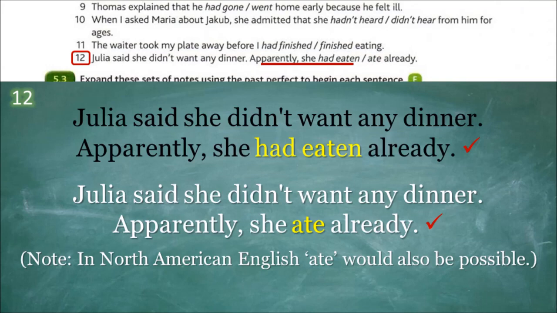Julia said she didn't want any dinner. Apparently, she had eaten already. Julia said she didn't want any dinner. Apparently, she ate already. Note: in North American English, 8 would also be possible.